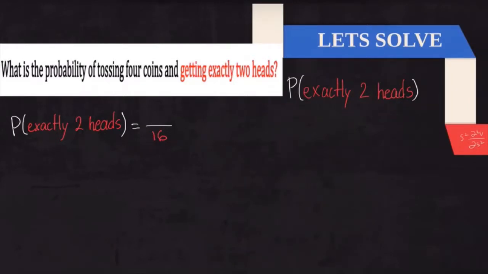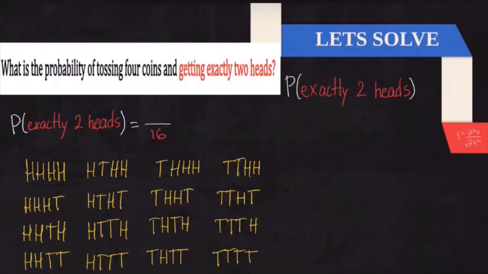How many of those have 2 heads? To save time, I've drawn all of the 16 equally likely possibilities, and how many of these involve 2 heads? Let's find out how many of those involved 2 heads. This one over here has 2 heads. This one over here has also 2 heads. This one over here has 2 heads. This one over here has 2 heads. This one over here has 2 heads. And this one over here has 2 heads.